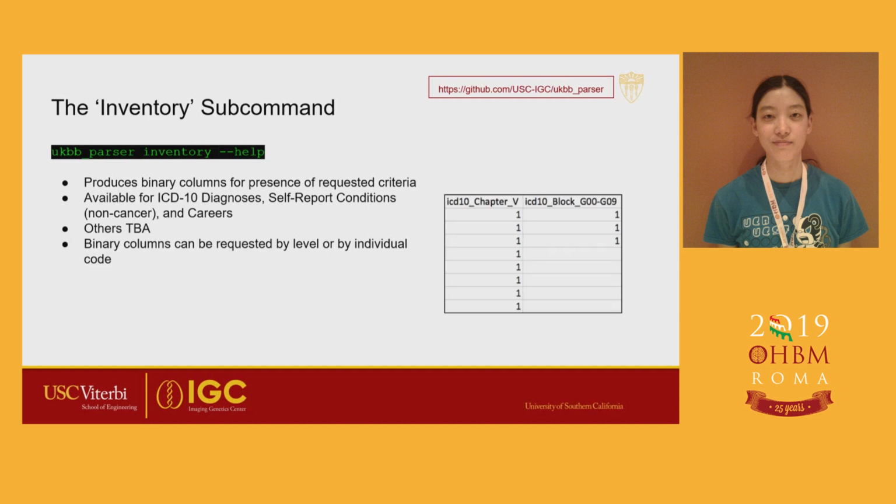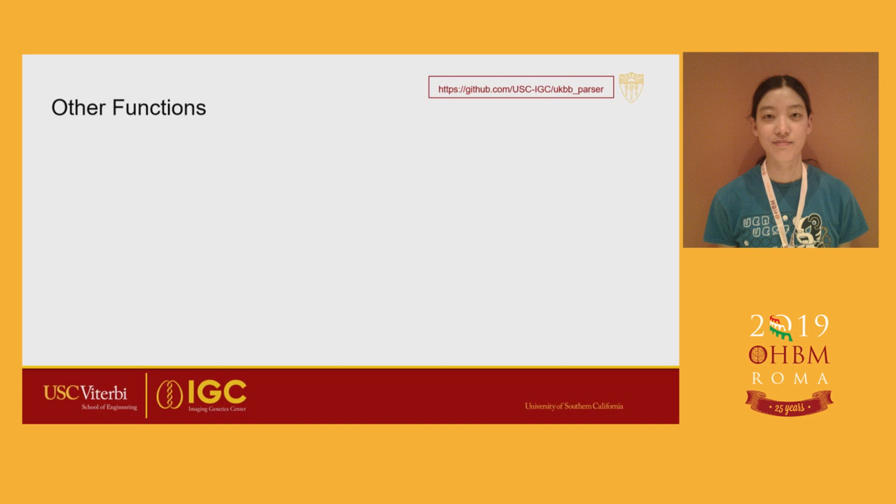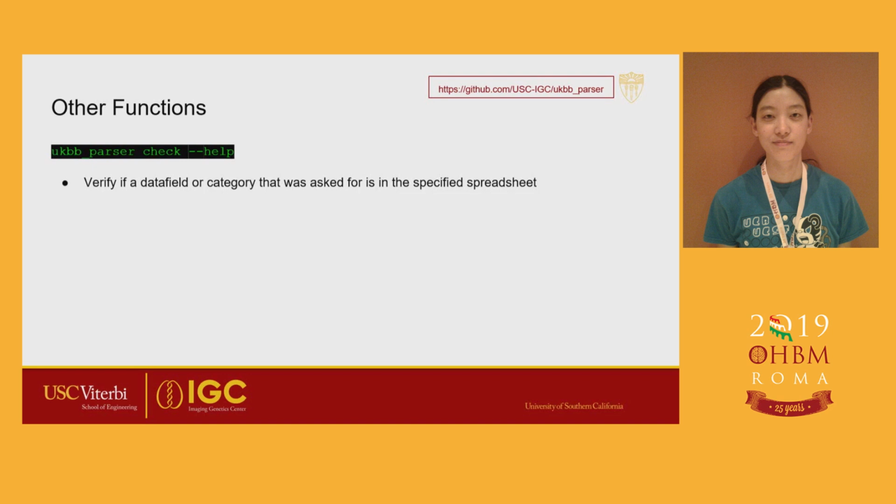And these binary columns can be requested by level or by individual code. So much like the data fields being organized into categories, a lot of these codes are also organized by level. So I can do something like this and get chapter V, which actually is the overarching umbrella of, I believe, mental and behavioral disorders. Or even going further down the block, you could look at G codes specifically, as specified to your choice.